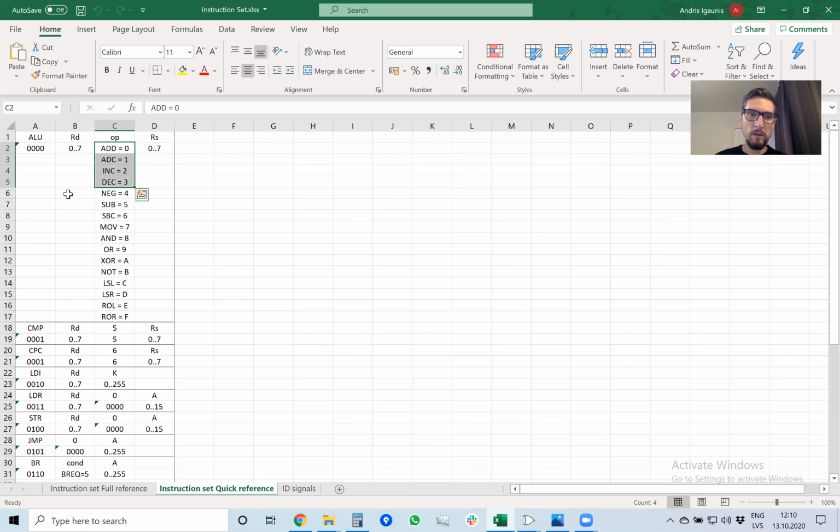Next is decrement, which is the opposite of increment. It means minus 1. So you take a number and it calculates this number minus 1. Next is negate, calculate the negative number. I give you 5, you return me minus 5. So this calculates the negative number of a given positive number. Next is subtract, SUB. Next is subtract with carry.